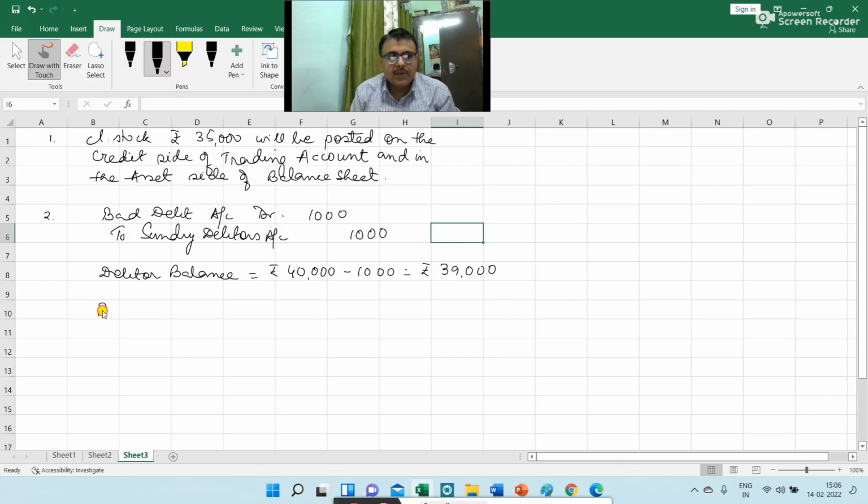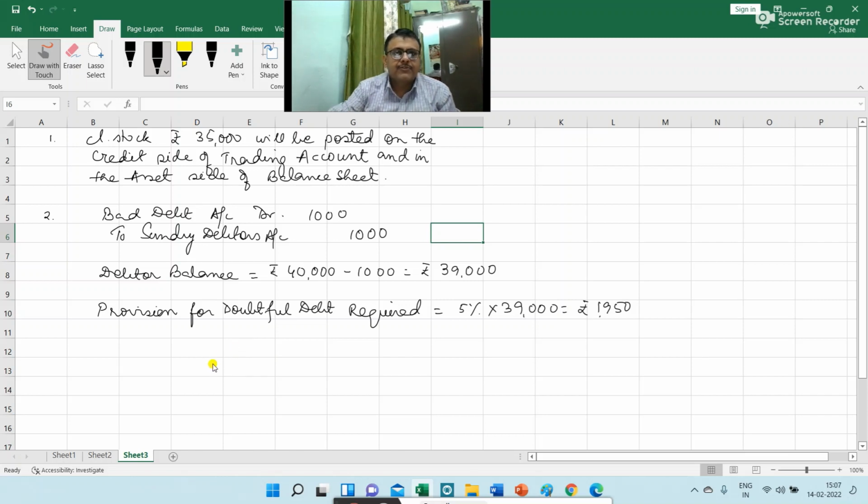Now you need to create a provision for doubtful debt. The provision for doubtful debt required is 5% of rupees 39,000, which is 1,950. So let me draft the provision for doubtful debt account. Here I am writing provision for doubtful debt.